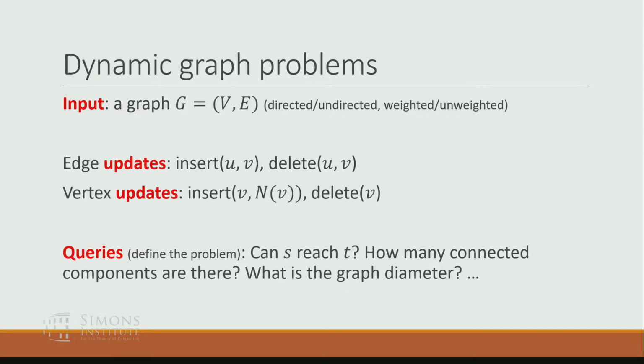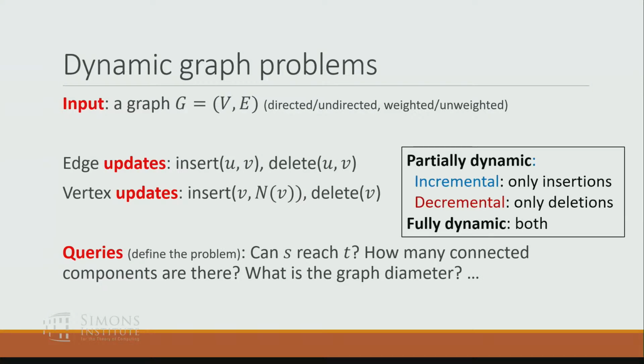And then you also need to support queries. Every query defines the problem that you are solving. For example, you could ask queries, can a vertex S reach another vertex T in your graph? That's the reachability problem, or transitive closure. How many connected components are there? And this changes when you insert and delete edges. What is the diameter of the graph? This can change drastically, and so on. There's many of these graph problems. Each of them has a dynamic version with various edge updates or vertex updates, and so on.